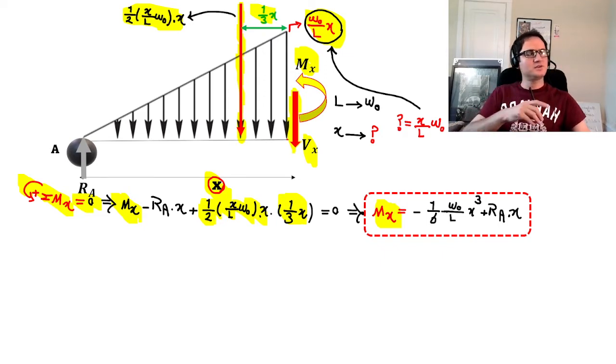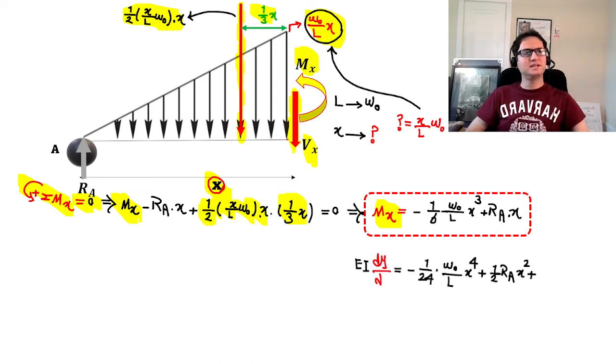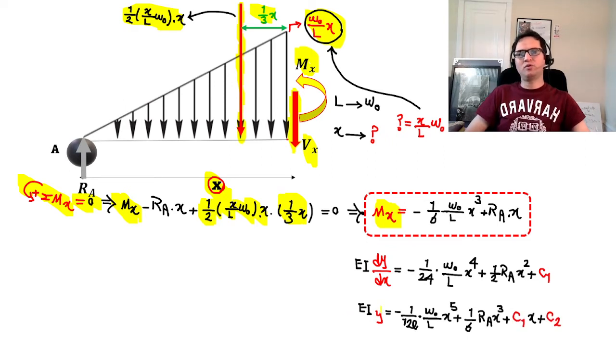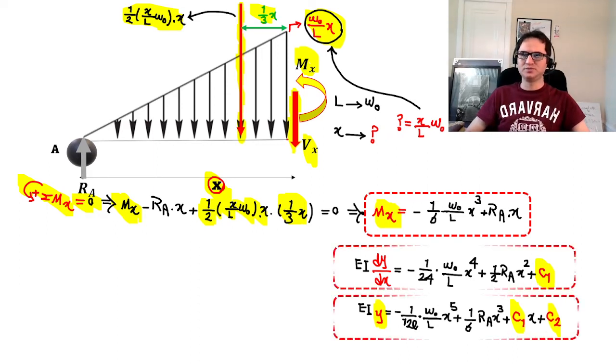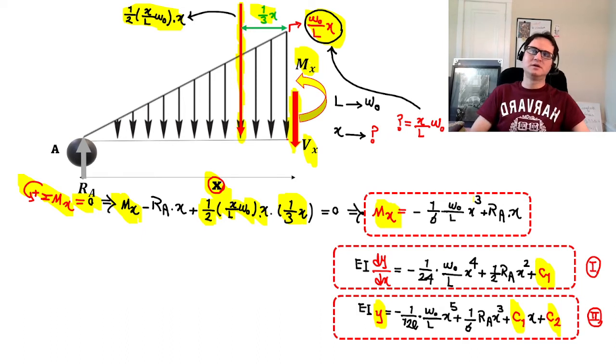By the first integration of the moment, we get the slope equation, and by the second integration, we get the elastic curve or deflection equation. By each integration, a constant appears, so we have C1 and C2. Let's go back to our boundary conditions, because for each integration constant we need a boundary condition to solve it. So we call the theta equation 1 and the delta equation 2.